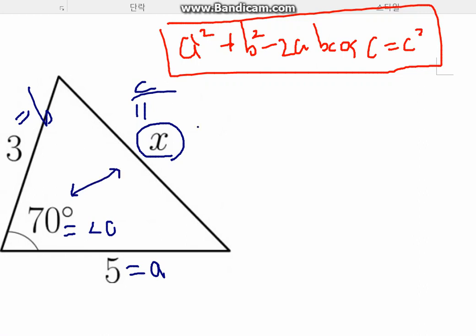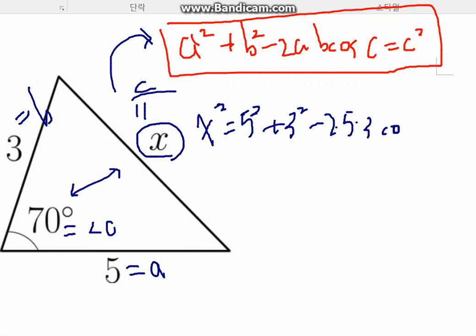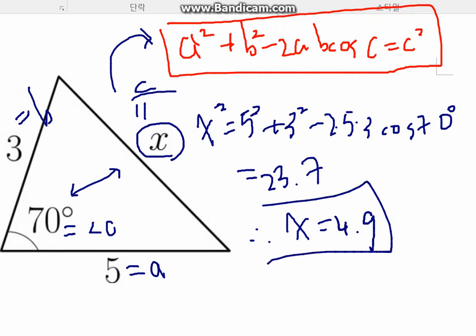Now how do we find x? We just substitute these values into the law of cosines. x squared is going to equal 5 squared plus 3 squared minus 2 times 5 times 3 times cosine 70 degrees. If we do this, it is around 23.7. So x is going to be around 4.9. And that is how you use this equation to find either an angle or a side.